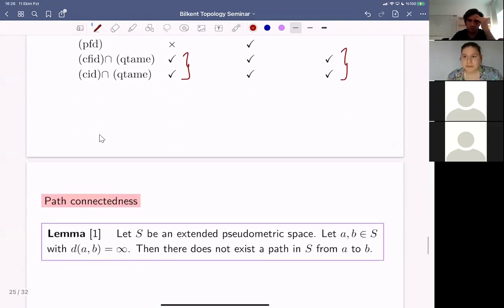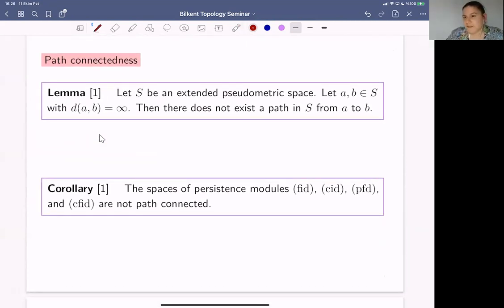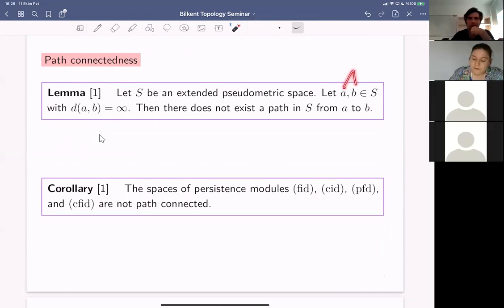Maybe for path connectedness, I can say something. For instance, we may ask why FID, CID, or PFD are not path connected. This is a general lemma: if we have an extended pseudometric space, and in this space we have two elements A and B whose distance is infinite, then there exists no path from A to B. So that kind of space cannot be path connected.